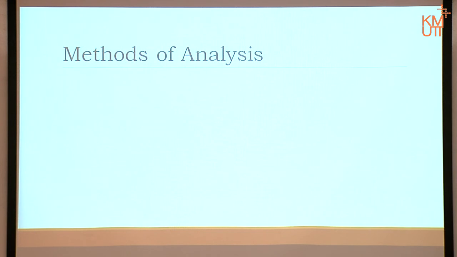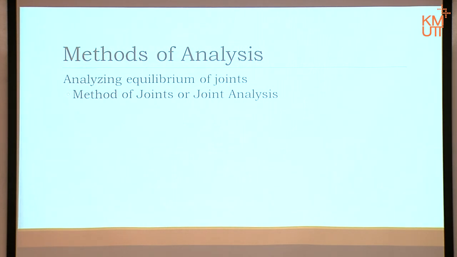Apparently, there are 2 ways to look at this analysis. One is that you look at the joint equilibrium, meaning you analyze how the joint can be in equilibrium, and they call it method of joints, or sometimes joint analysis, right? It's nothing, it's just sigma Fx, sigma Fy. My guess is someone wanted to have his name in the paper and the book, so they call it a method, so be it, okay?